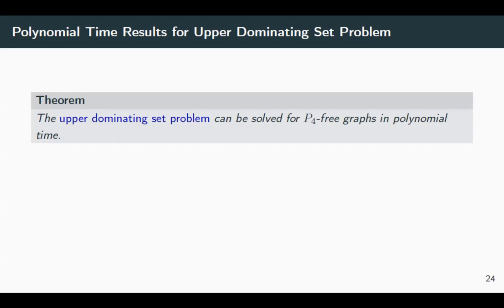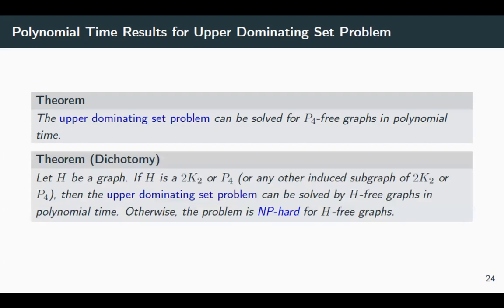So it will no longer be hard for that. And there's another result which says that if, not only P4, but if I have a graph which does not contain two disjoint copies of K2, which I initially explained, this is K2, this is another K2, so together we can call it 2K2. If a graph does not contain two disjoint copies of K2, then it is again possible to compute the upper dominating set problem in polynomial time. So we call it H-free graphs, right? If H is 2K2 or P4, then we can compute it in polynomial time. Otherwise, it is NP-hard.